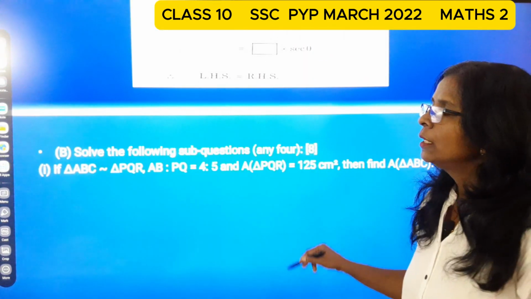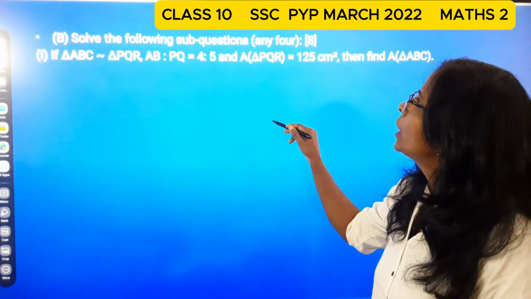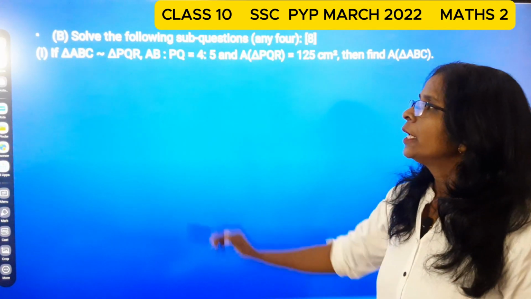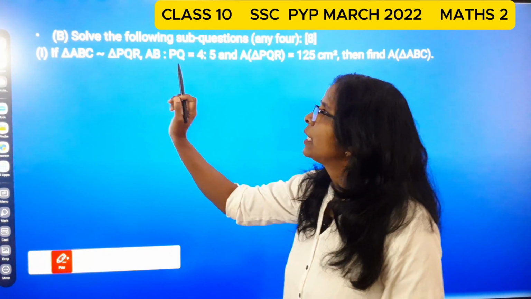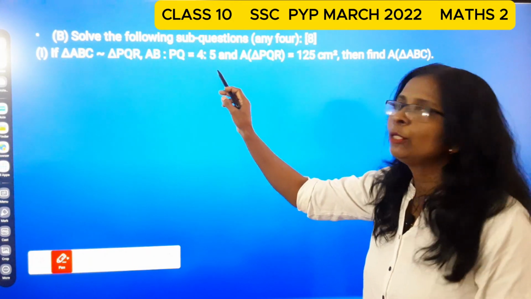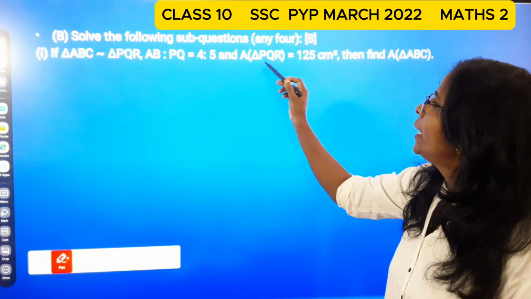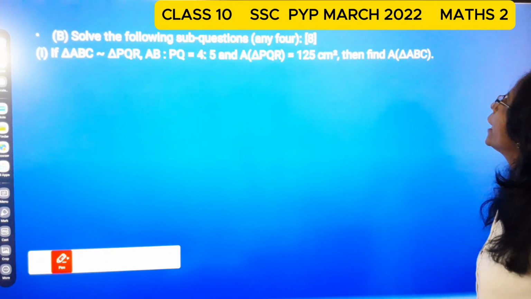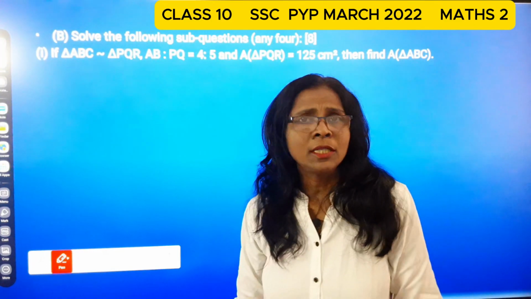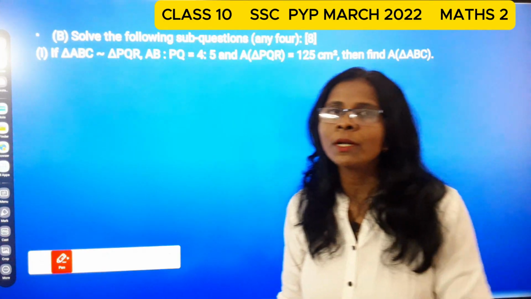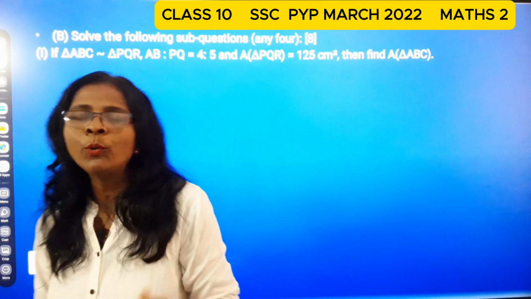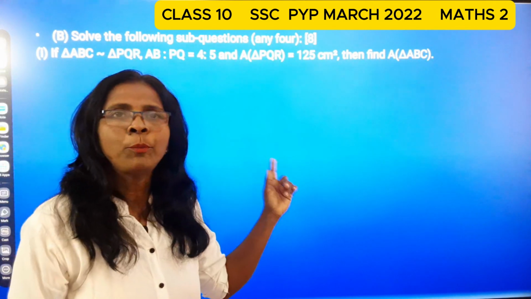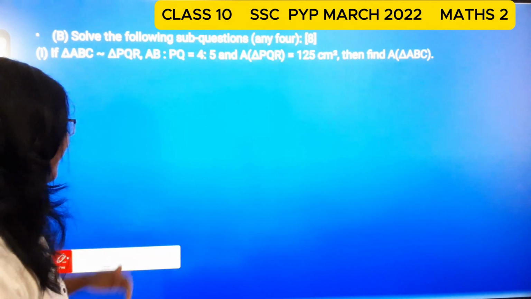Then here students, next example. That next one is the B sub question. Okay, any 4, we have to solve any 4. So here first one: if triangle ABC is similar to triangle PQR, AB is to PQ is equal to 4 is to 5, and area of triangle PQR is equal to 125 centimeter square, then find area of triangle ABC. Such a type of example also will come 2 to 3 times in the previous year board question paper. Okay, so it is a very important question. So do it first.